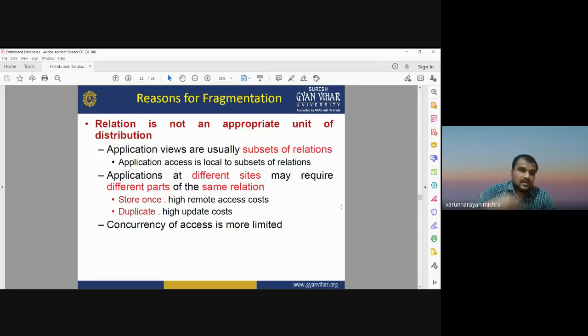Another reason for fragmentation is that the concurrency of access is more limited. So access is limited, and we need to perform fragmentation so that access will be continuous. We may have continuous access to the relational database or any kind of database or distributed database management system. Now moving to the next slide.